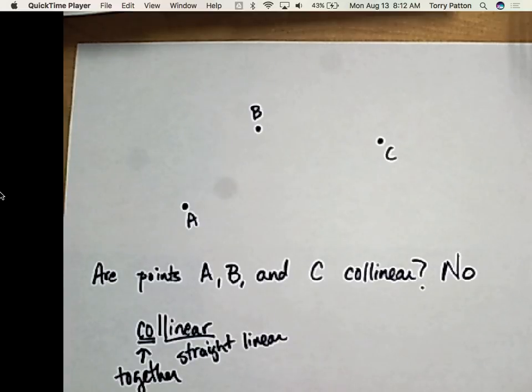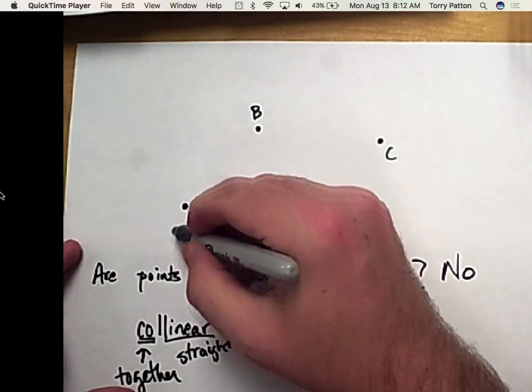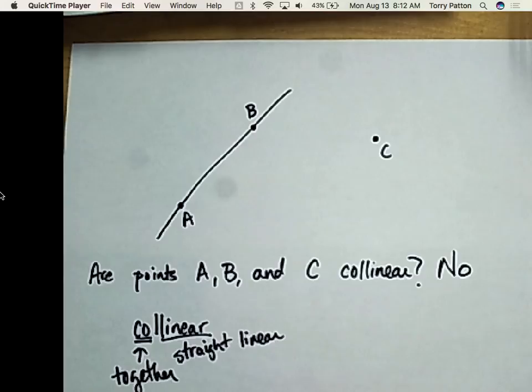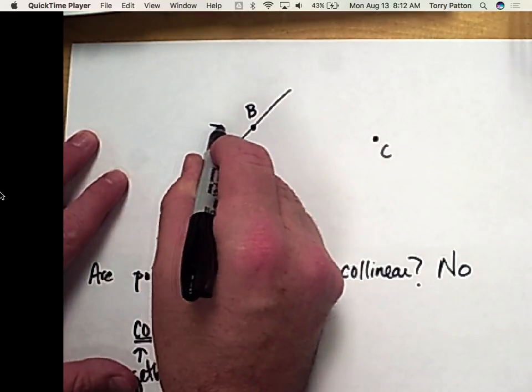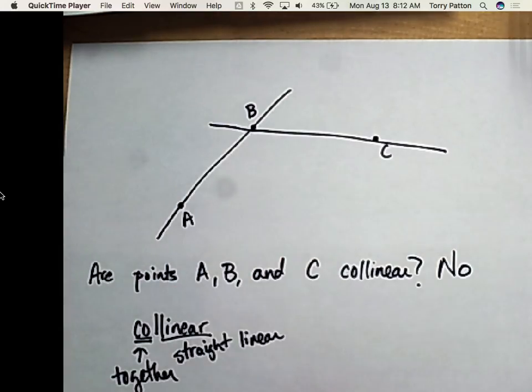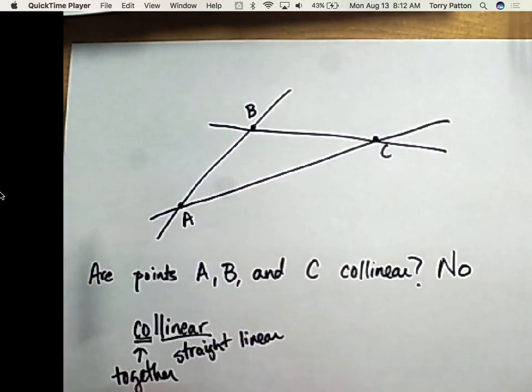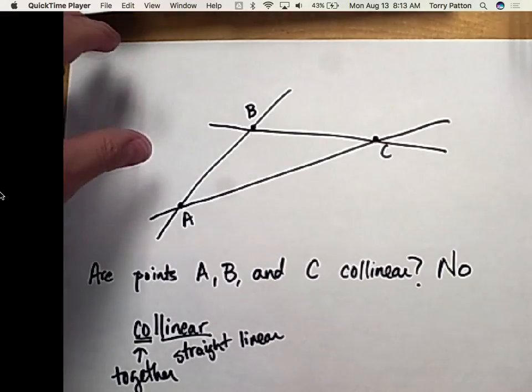So are the points A, B, and C collinear? No. You can draw a line. You could say A and B are collinear, right? They're on a straight line. B and C are collinear. They're on a straight line. And A and C are, but there is no line that goes through all three of them. Okay? All right.